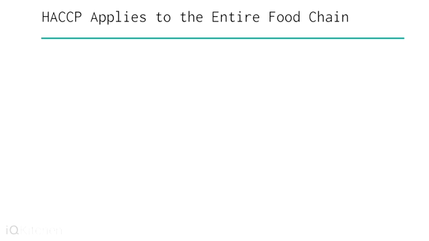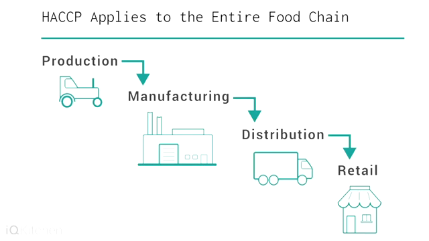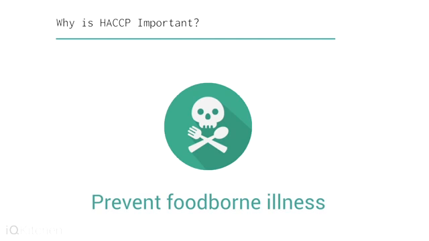HACCP is designed for use in the entire food industry, from growing, processing, manufacturing, distributing, and retailing food for consumption. HACCP is important in order to prevent foodborne illness, but also to reduce recalls and help companies save money.